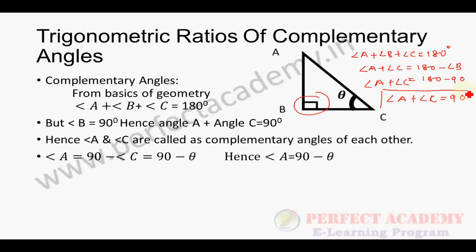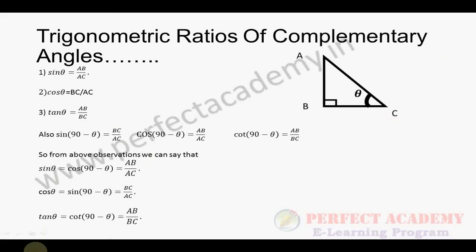The two internal angles of the triangle whose summation is equal to 90 degrees are actually called complementary angles of each other. So angle A is the complementary angle of C and angle C is the complementary angle of A. Now in this case, you also have to understand angle A can be written as 90 degrees minus angle C, and angle C can be written as 90 degrees minus angle A, right? Well, so this is the small information regarding the complementary angles. Now we will try to find out the trigonometric ratios of the complementary angles.